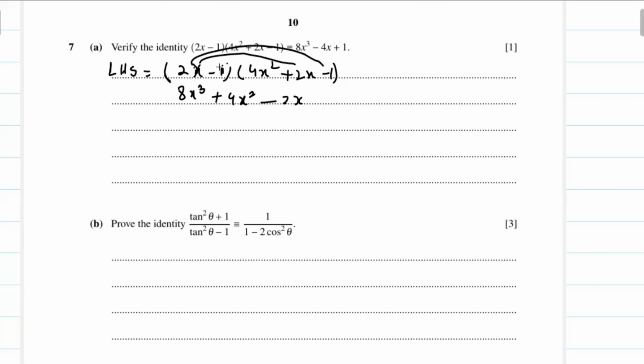Next, we multiply minus 1 by 4x squared plus 2x minus 1, we get minus 4x squared minus 2x plus 1. Therefore, we can write this as 8x cubed, plus 4x squared minus 4x squared will be cancelled, and minus 2x minus 2x becomes minus 4x, plus 1, and this is the right hand side, hence the identity is proved.